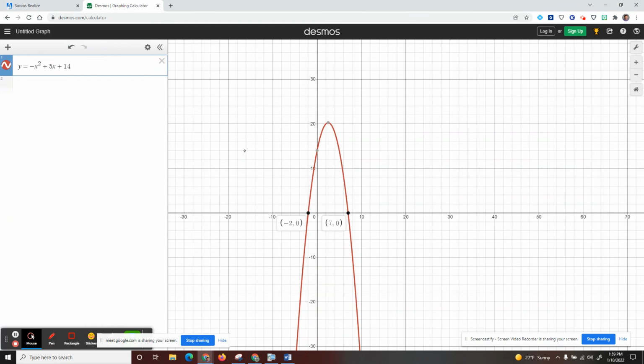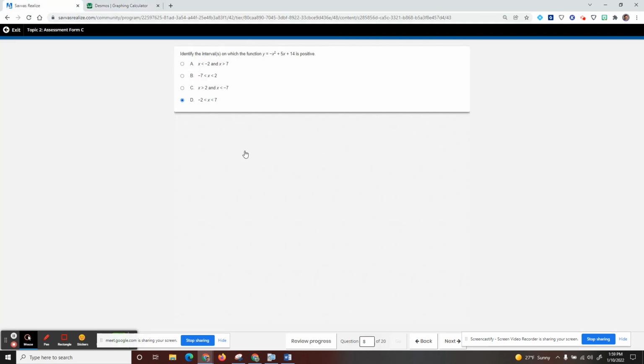Go back and look at it again. It is negative when it's below. So this question wasn't asking for it, but if it did, it'd be negative infinity up to -2 where it is negative, and then from 7 to positive infinity. When we're talking about these intervals, it's the x values that I care about. So 7 to positive infinity would also be where it's negative. But again, your answer for this is D.